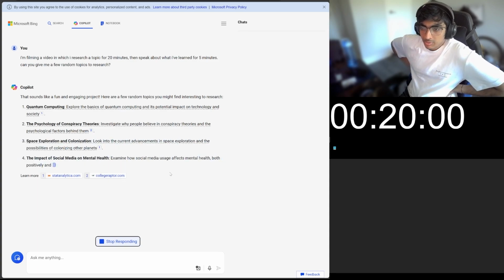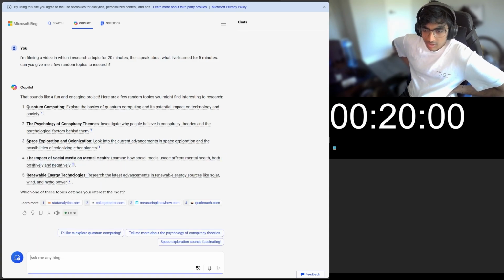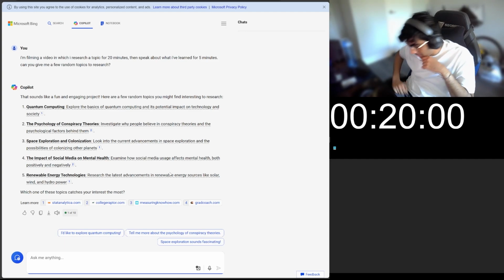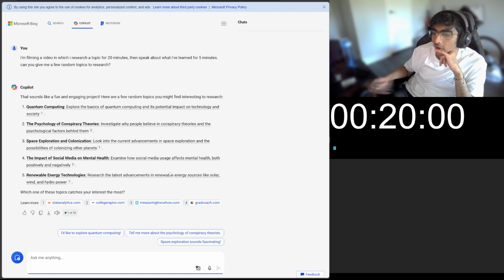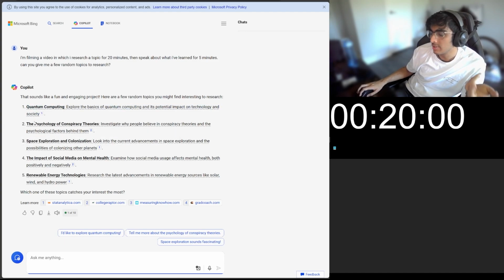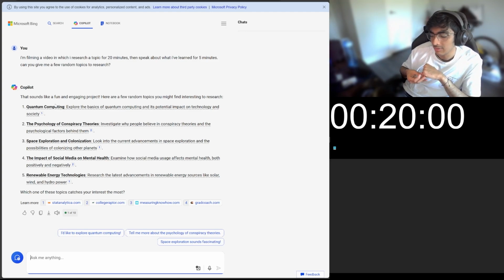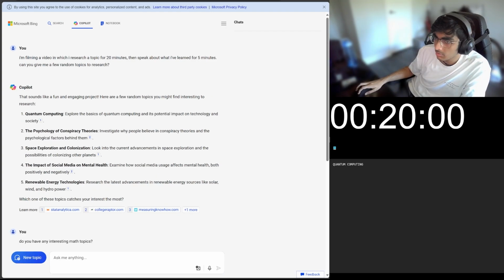Okay, quantum computing, conspiracy theory, psychology, space exploration, colonization. Okay, these are interesting, but they might be too broad. Honestly, the quantum computing one, maybe I could do this because we hear about this term a lot, and I've also heard that it's going to be big in the future. But to be honest, I just know some of the basics of quantum computing, and maybe it would be interesting to get a better idea of what exactly it's about. Yeah, I think we're ready to begin.